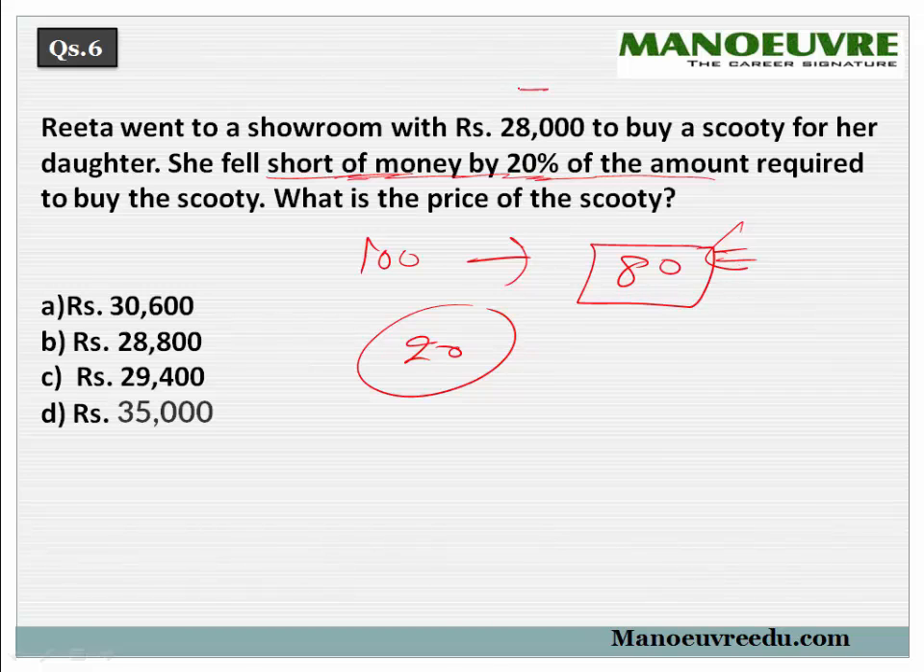According to the question, we don't know that. So 80 rupees she took with her to buy the scooty. Now she fell short of money by 20% of the amount required to buy a scooty. Okay, what is the price of the scooty?